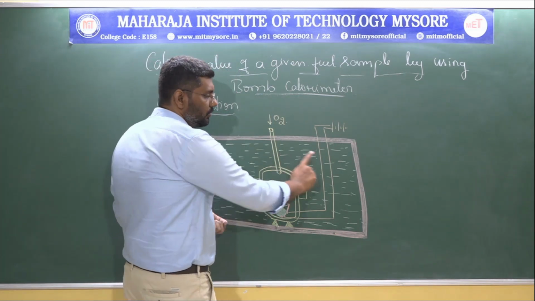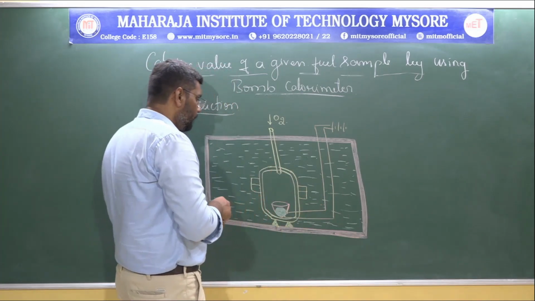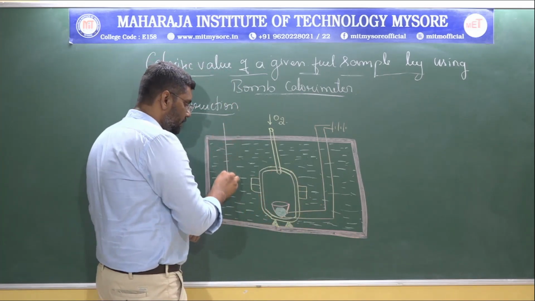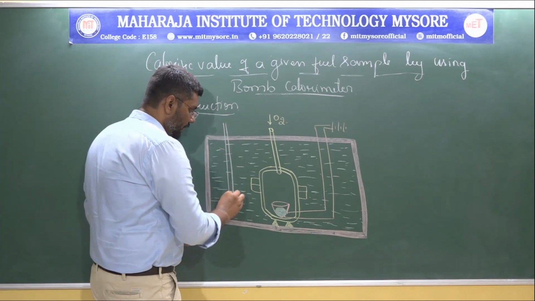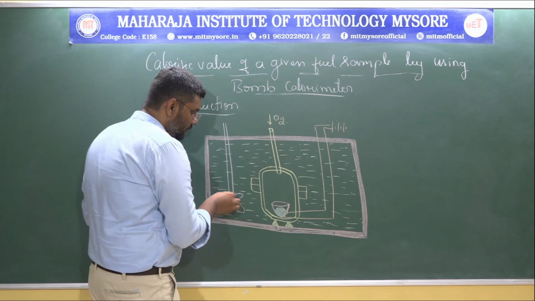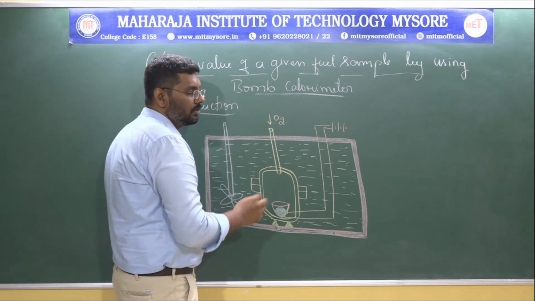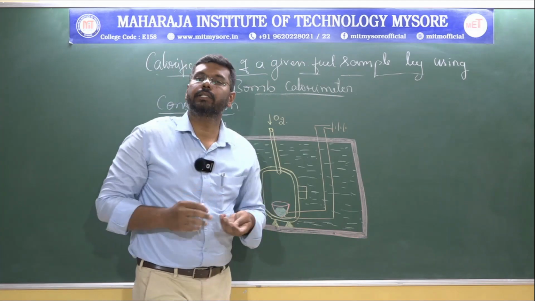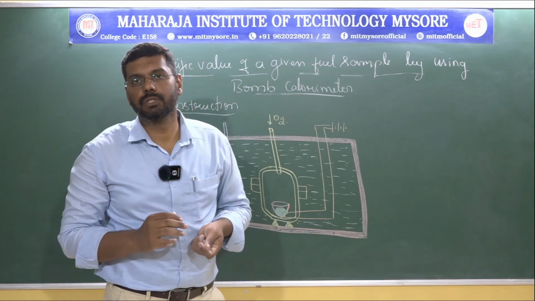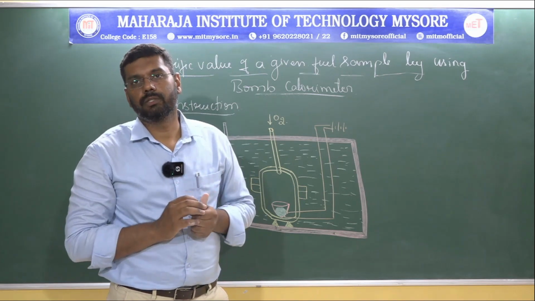So heat has to be uniformly transferred throughout the water body, and hence we are placing a magnetic stirrer here. This stirrer mainly helps to stir the water continuously, so that whatever heat is liberated during the combustion process will get uniformly distributed throughout the water body.